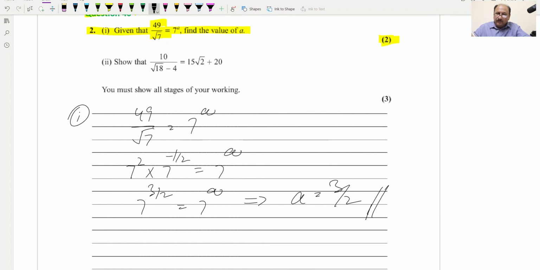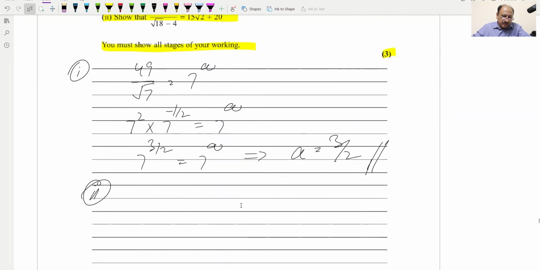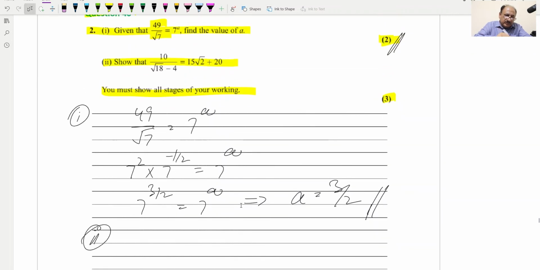This will be our answer for 2 marks, which we are done. Now the second part, they are saying show that this is equal to this. You must show all stages of your working, and this is a 3 marks question. So we will write the question, which is 10 over under root 18 minus 4, and this is equal to 15 under root 2 plus 20.